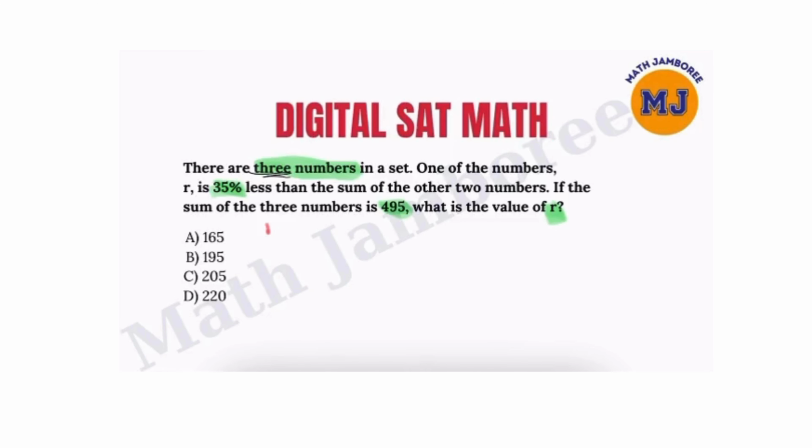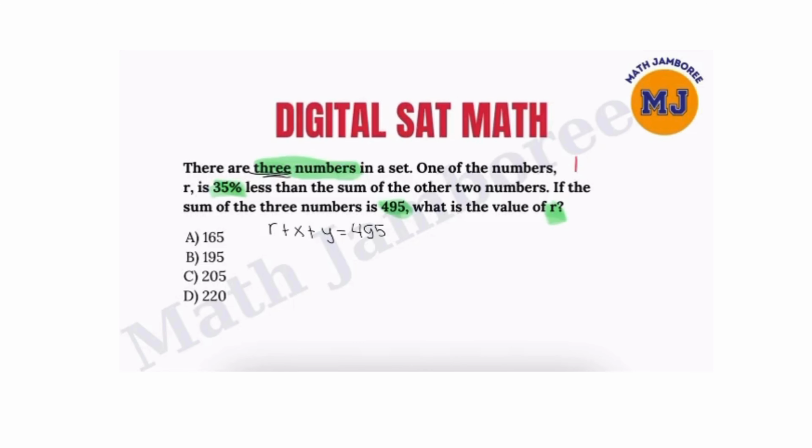So, R plus X plus Y equals 495. Now, there's another piece of information that's given. R is 35% less than the sum of the other two numbers, which means 1 is a whole, right?